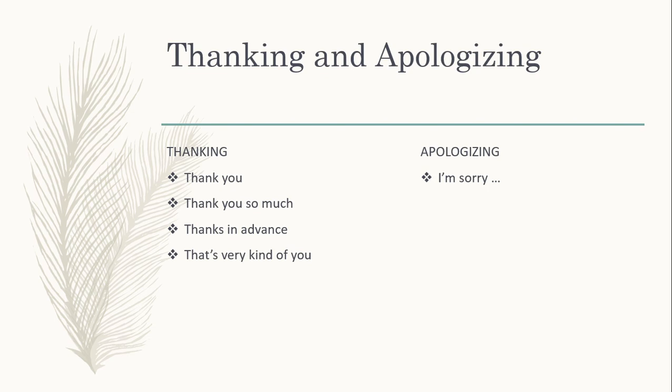The next material is thanking and apologizing. Thanking is used to thank someone. You can say thank you so much, thanks in advance, that's very kind of you. And then apologizing is used when you do something wrong or you want to ask for permission, such as I'm sorry. For example, I'm sorry I come late because the weather is bad.